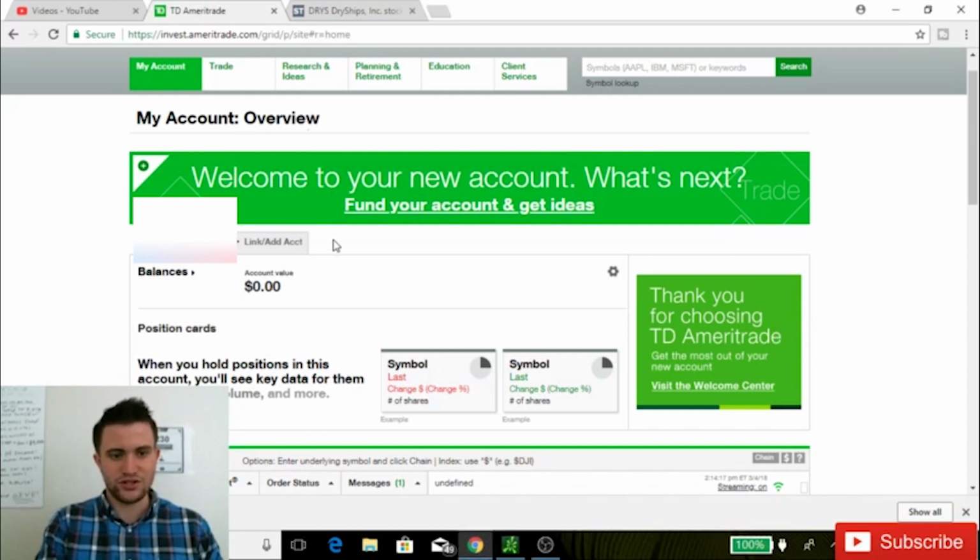As long as you have an account, and as you can see, I have no money in my account, it doesn't really matter. If you want to use TD Ameritrade to trade, you can. I would personally use Fidelity because I think they have cheaper commission rates, but that's a whole other subject.